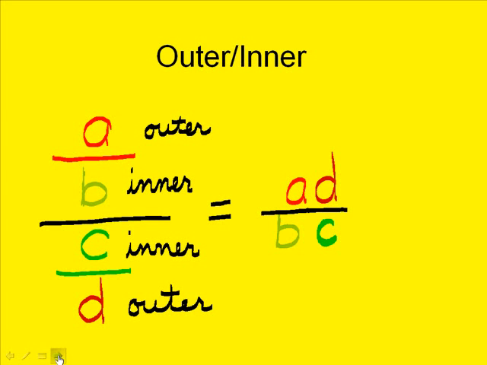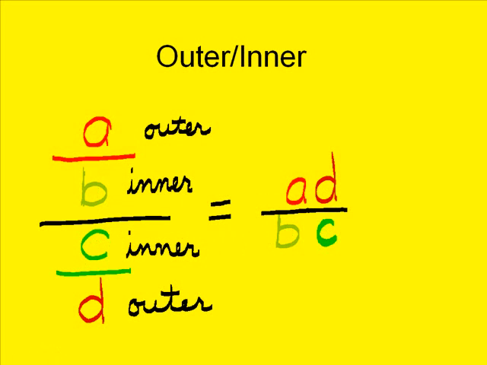Here's the rule for outer-inner. It says that if I have A divided by B, that whole thing divided by C over D, then it has outer and inner components. The outers are in red, A and D, and they're going to be multiplied and put on top of the quotient we're going to get. And the inners are B and C, and they will become multipliers in the denominator of the quotient. So let's look at an example.